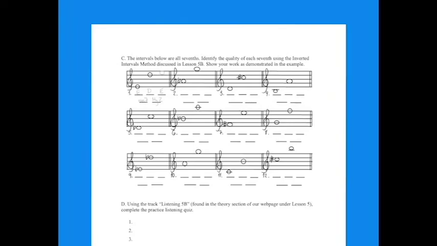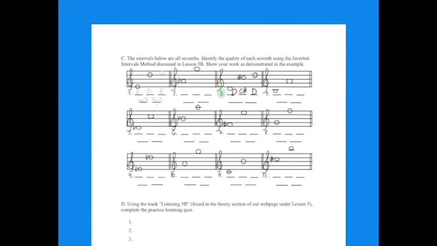So part C on your handout 5B shows us how we can use the inverted interval method. So let's take a look at number 3. Our first step is going to be to name the 2 notes that were given. Then we need to actually invert the interval. And so to invert the interval, we move the bottom note, which is D, up 1 octave. And we'll write that that's D.